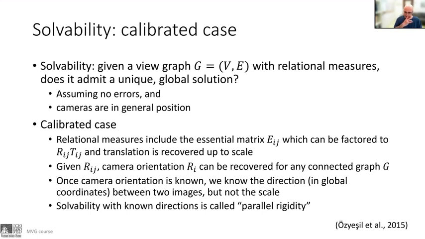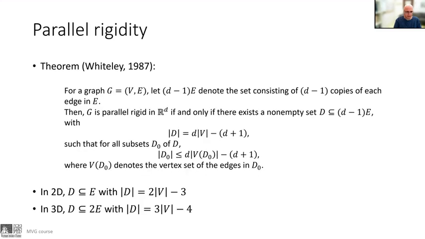So the question is, given a graph, and each edge is associated with a global orientation. So you know the orientation relative to global coordinates, but you don't know the distance. The question is, does this graph admit a unique solution? This is actually an active problem in mathematics. And here is a theorem that allows you to determine rigidity.